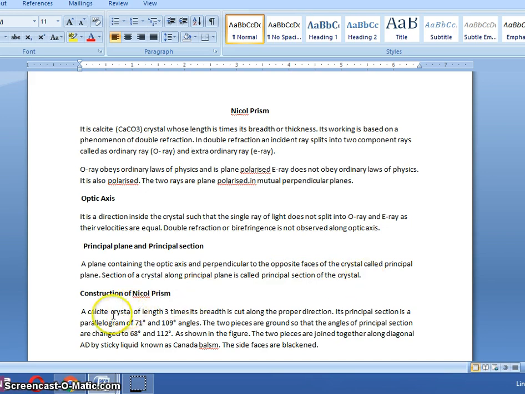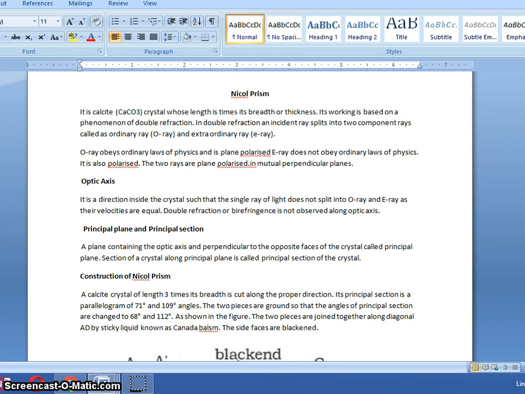Construction of Nicol prism. A calcite crystal of length 3 times its breadth is cut along the proper direction. Its principal section is a parallelogram of 71° and 109° angles. The two pieces are ground so that the angles of the principal section are changed to 68° and 112°. As shown in the figure, the two pieces are joined together along diagonal AD by a sticky liquid known as Canada balsam. The side faces are blackened.